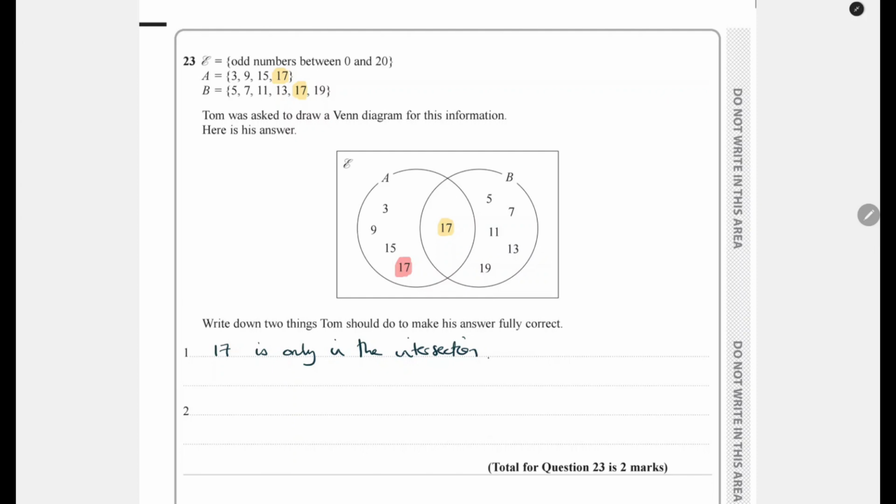The next thing that we can notice is that in set epsilon, it should be odd numbers between 0 and 20, but he is missing 1. 1 should be on the outside. So he should have 1 on the outside. And so that's the second thing that Tom should do. So 1 should be in the outside region in epsilon.